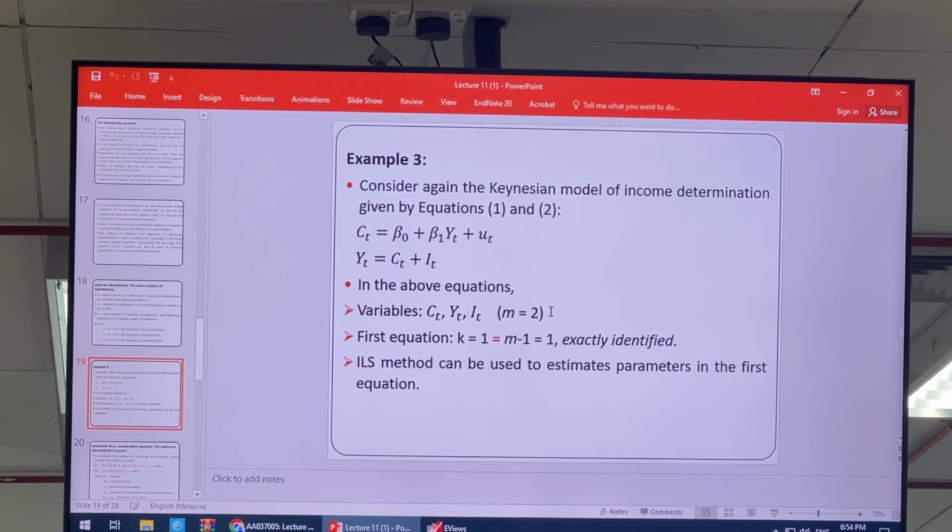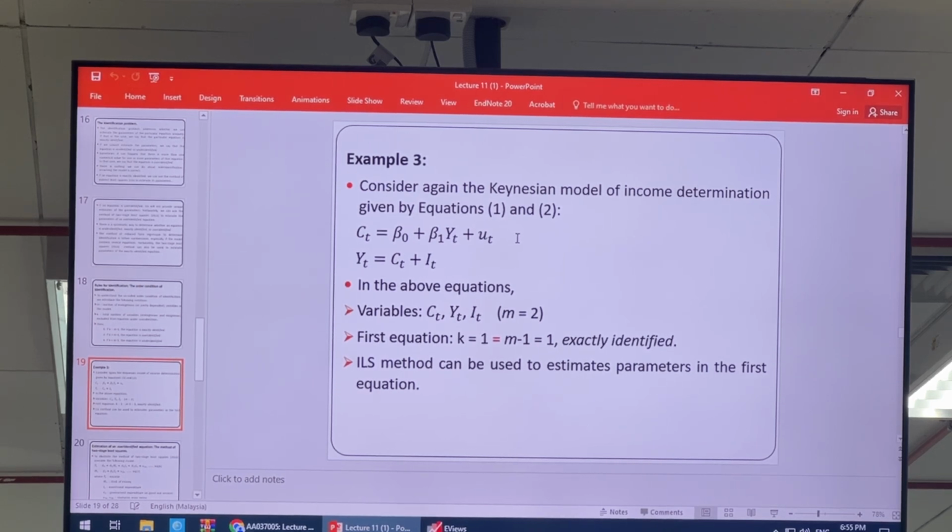For the first equation, how many variables are excluded? We have C and Y, but we don't have I in the first equation. So there is one variable excluded, K equals 1. Understand? We have three variables in total, but the first equation only has two, C and Y. So K equals 1 variable excluded from the equation.